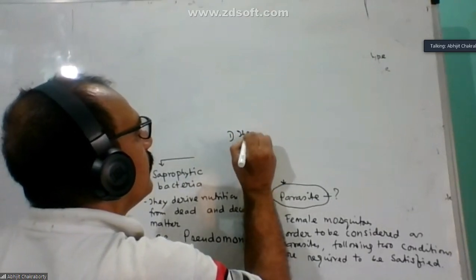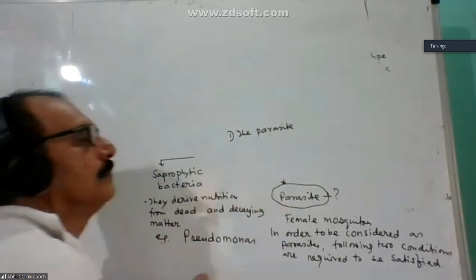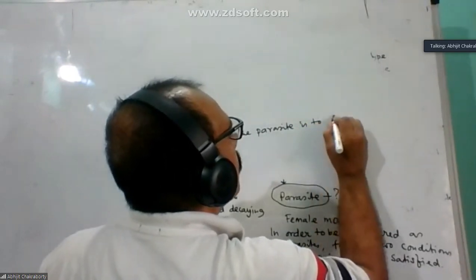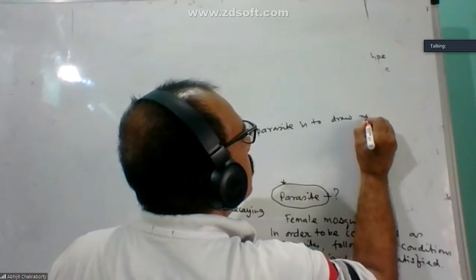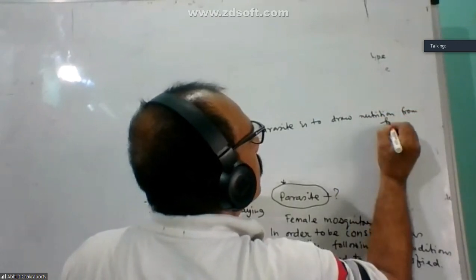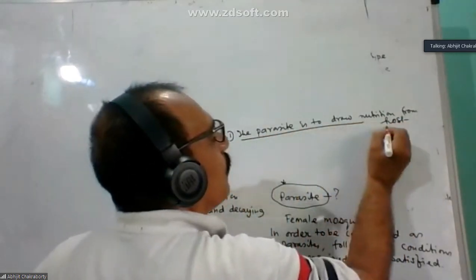The parasite is to draw nutrition from host. It is to draw nutrition from host.